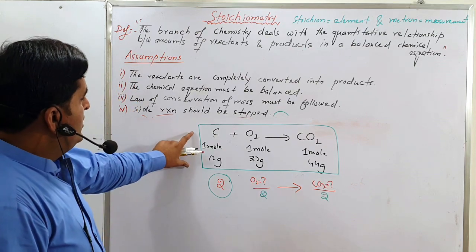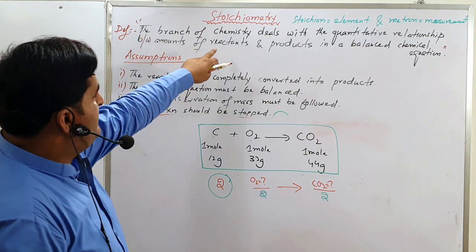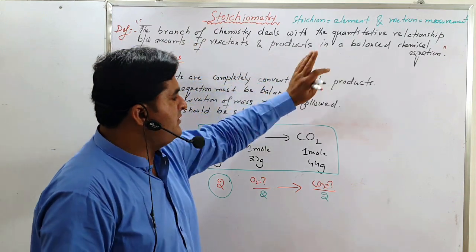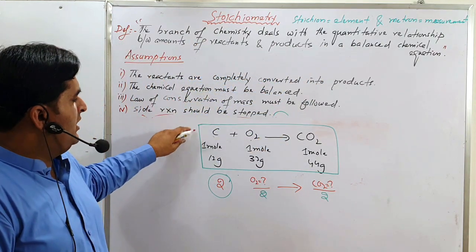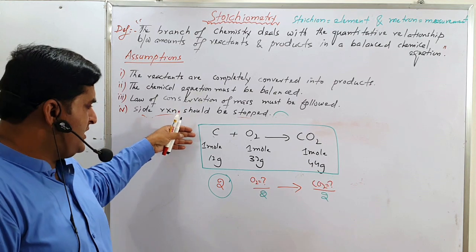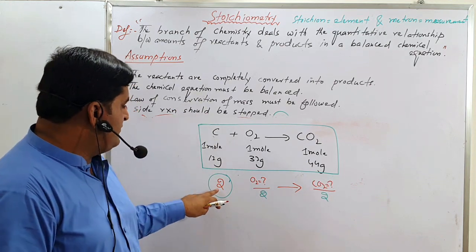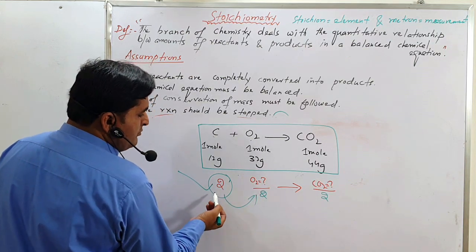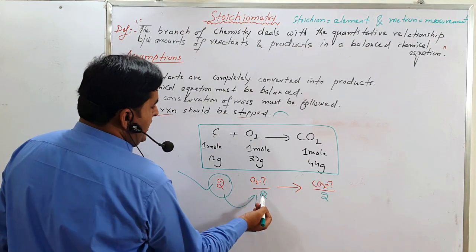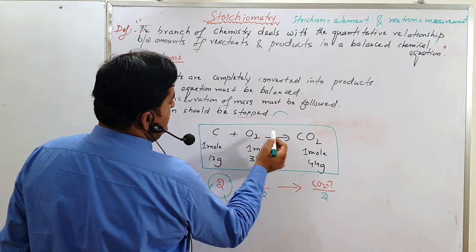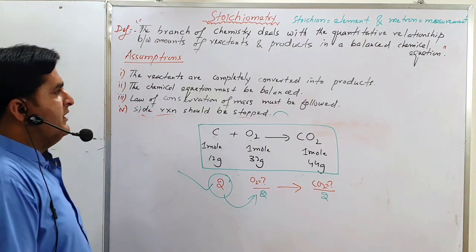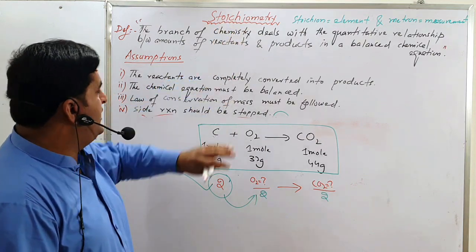Now, stoichiometry is the branch of chemistry that deals with the quantitative relationship between the amounts of reactants and products in a balanced equation. The balanced equation guided us that one mole reacts with one mole. Therefore, if we were given 2 moles, then 2 moles will react with 2 moles. So 2 moles of oxygen are required, and 1 mole of carbon produces 1 mole of carbon dioxide, therefore 2 moles will produce 2 moles. In this way, this definition has been explained.